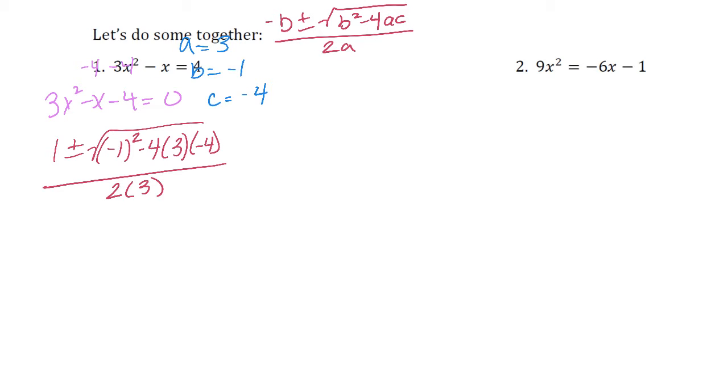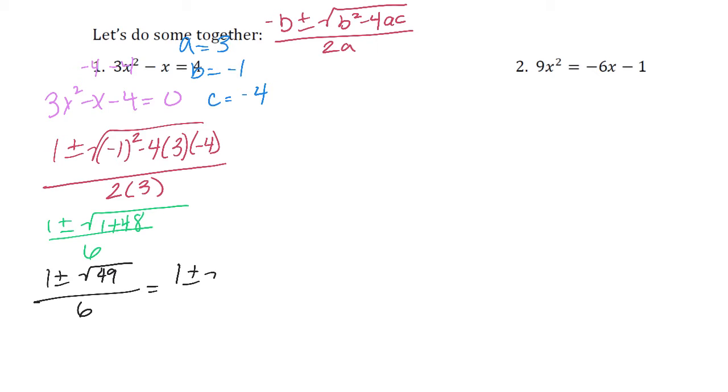Okay. And 1 plus or minus the square root of -1 squared is 1. 4 times -4 times 3 times -4 is 48. So plus 48, because the negative times negative makes it a positive, over 6. So then the next step, 1 plus or minus the square root of 49 again over 6.